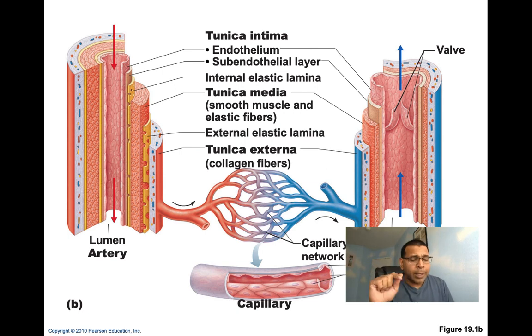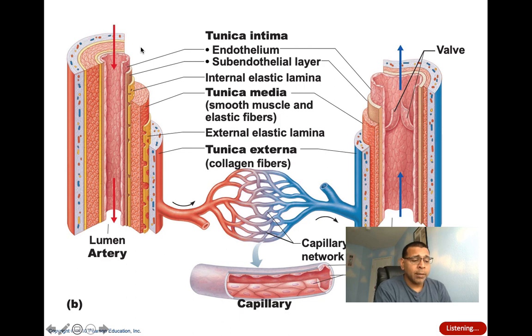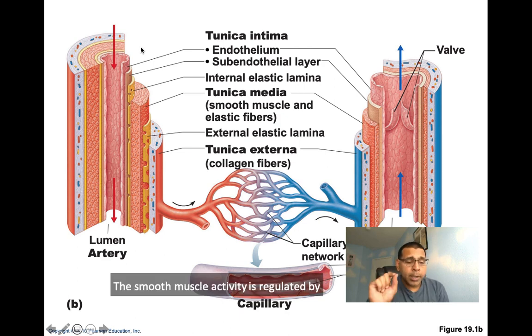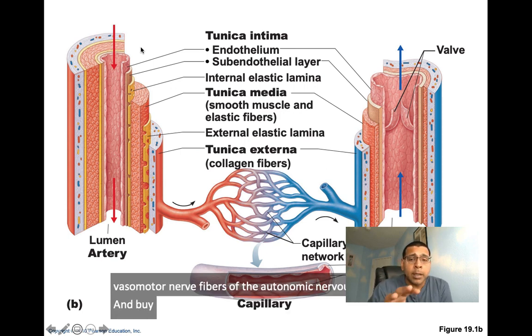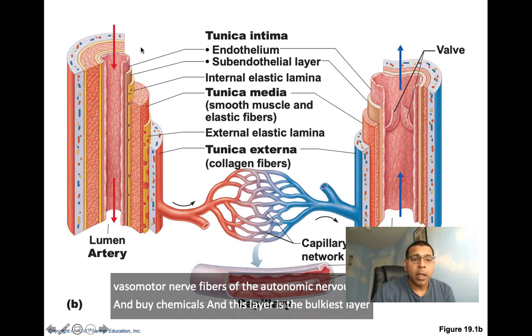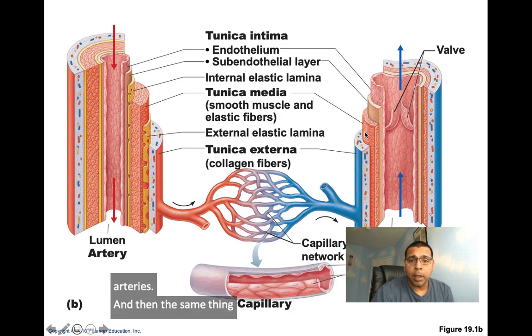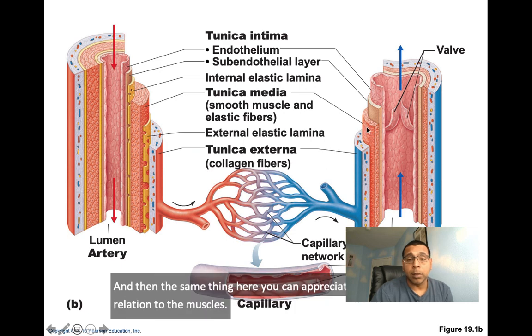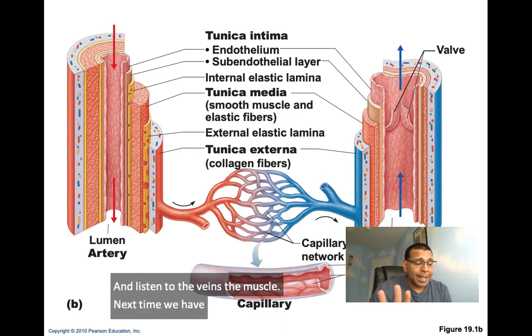Smooth muscle activity is regulated by sympathetic vasomotor nerve fibers of the autonomic nervous system and by chemicals. And this layer is the bulkiest layer of all the layers. You can appreciate that, especially in the arteries, and the same thing in relation to the muscle in the veins.